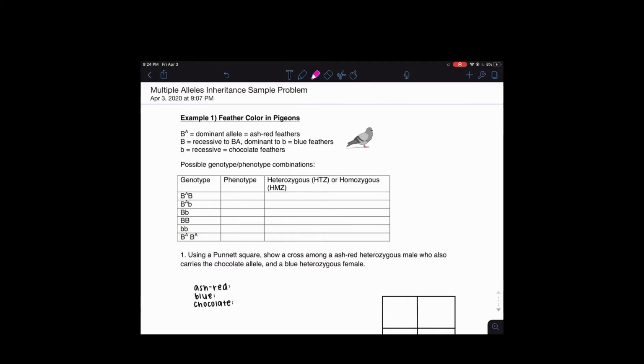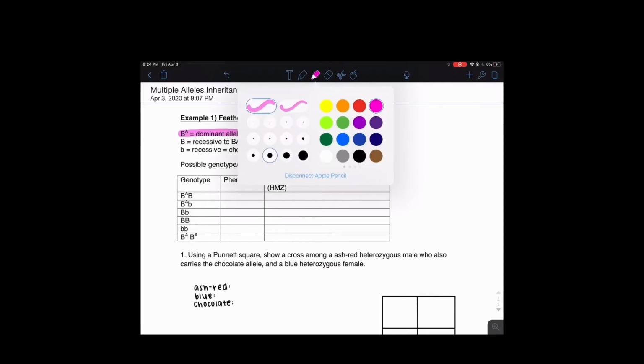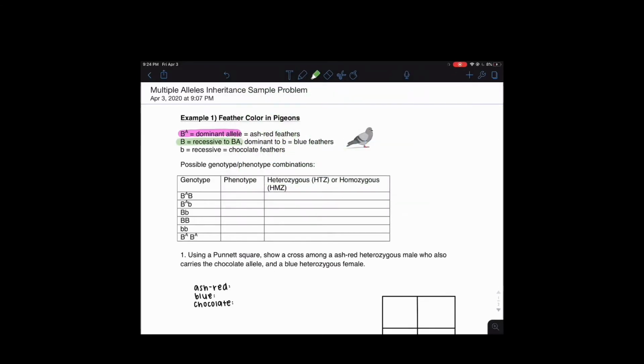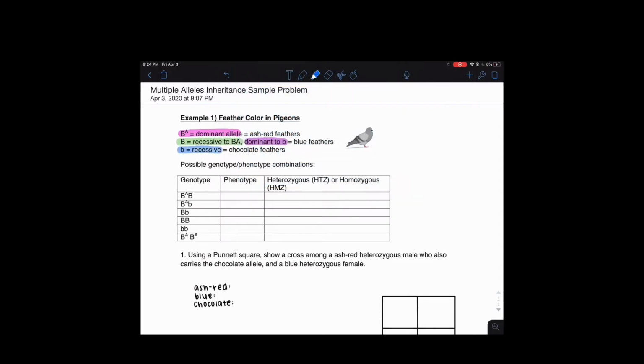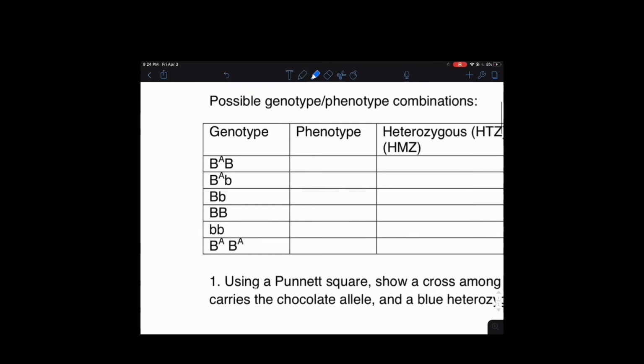Multiple alleles inheritance sample problem. Example 1, feather color in pigeons. BA is the dominant allele, which means it has ash red feathers. Capital B is recessive to BA, but also dominant to lowercase b, which means it has blue feathers, and lowercase b is recessive, which means it has chocolate feathers.